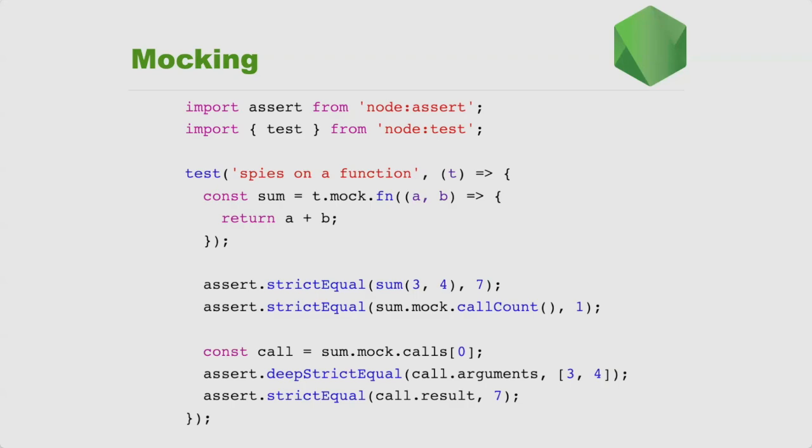So here I have const call. I'm getting sum.mock.calls[0]. That's going to be the first time the mock was called. And then you can see what the arguments were. In this case, it was the numbers 3 and 4. You can see what the result is. There's a variety of other things you can check here, like whether an error was thrown and things like that. All that's available in the documentation.